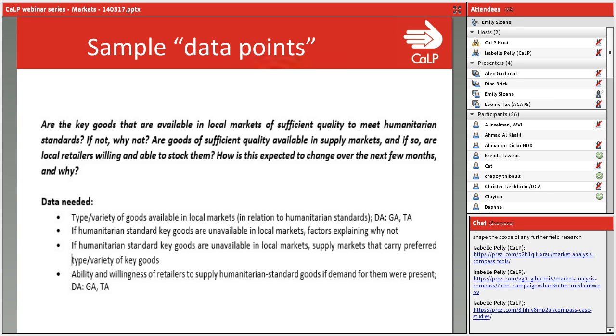But this is a question about: are the key goods that are available in local markets of sufficient quality to meet humanitarian standards, and a few questions that support that. So the data points are listed below. That's what you would get if you clicked on the key question. We're also going to provide this same information in an Excel spreadsheet. So all of the data points and all of the key questions would be in this Excel file.